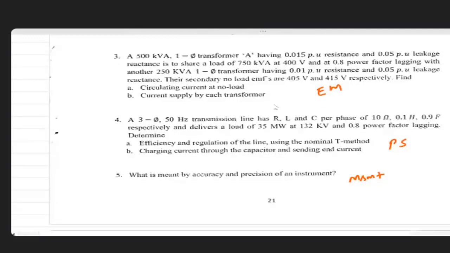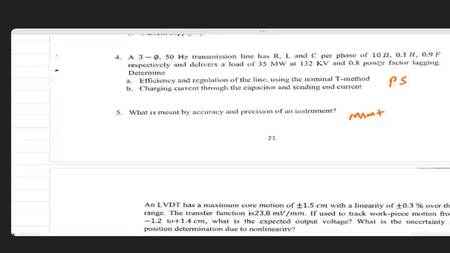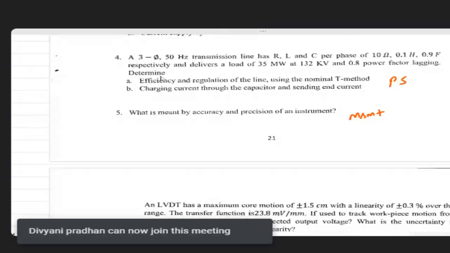Okay. So this question number 4 is from power system. Again, R, L, C values are given. You have to find the efficiency and regulation. You can find this type of question in the DP Kothari book, unit number 3 or 4. I don't know the exact number, but a similar type of question you may find there. So nothing is tricky in this question. Just read the question, use the formula, solve the question, go forward.